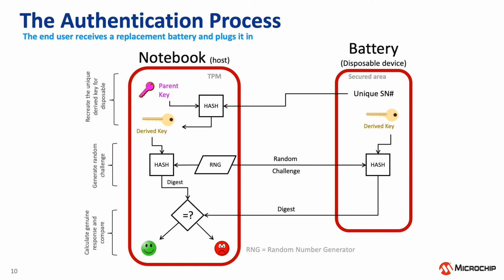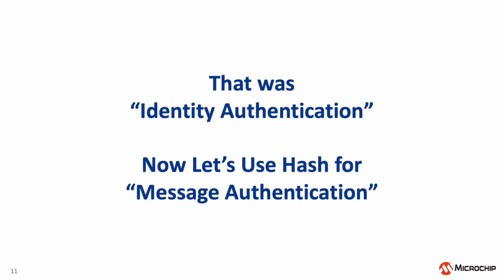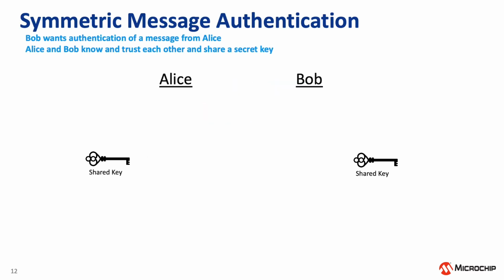The notebook will do the same thing on its side. It will hash the derived key with that same random challenge, creating hopefully an identical digest, and then the notebook will do a binary compare of the returned digest from the battery against the digest it created. And if it matches, it knows that the battery is genuine. And then it will start charging the battery, and everything will be fine. So that was identity authentication. So now let's go and use hash for message authentication.